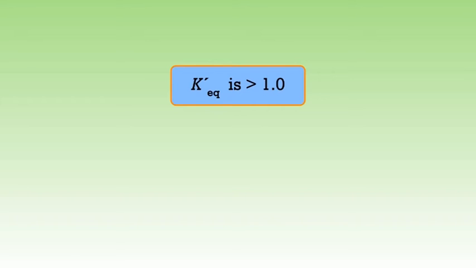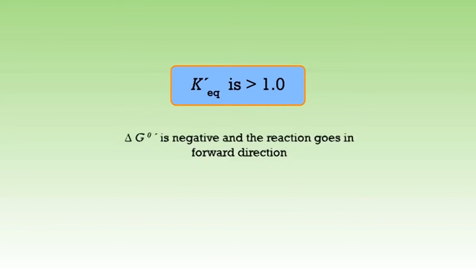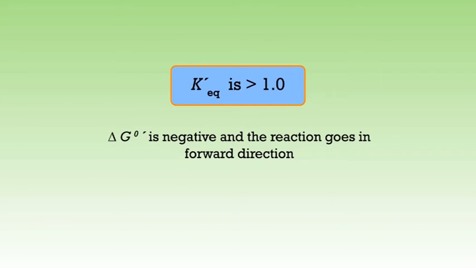Thus, the standard free energy and the equilibrium constant of a reaction are related by this simple expression. We can also say that the standard free energy change of a chemical reaction is simply an alternative mathematical way of expressing its equilibrium constant. From this expression, it is clear that when K prime eq, which is the equilibrium constant, is less than 1.0, delta G naught prime is negative and the reaction goes in the forward direction.